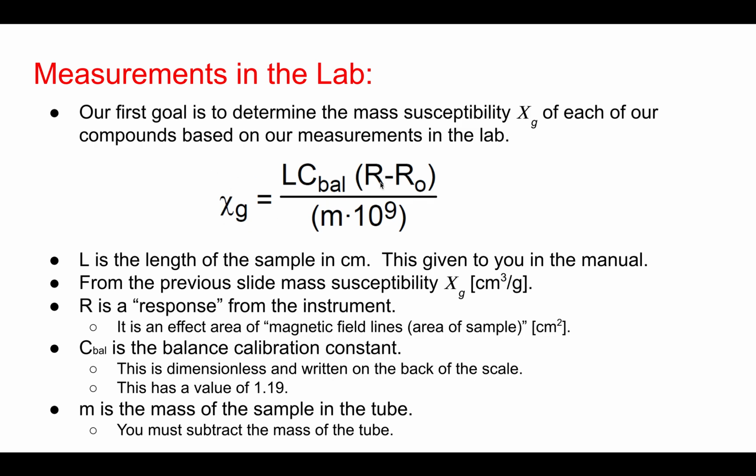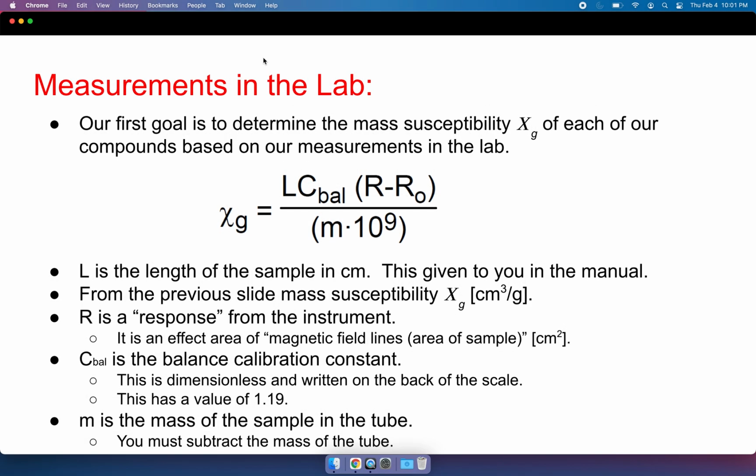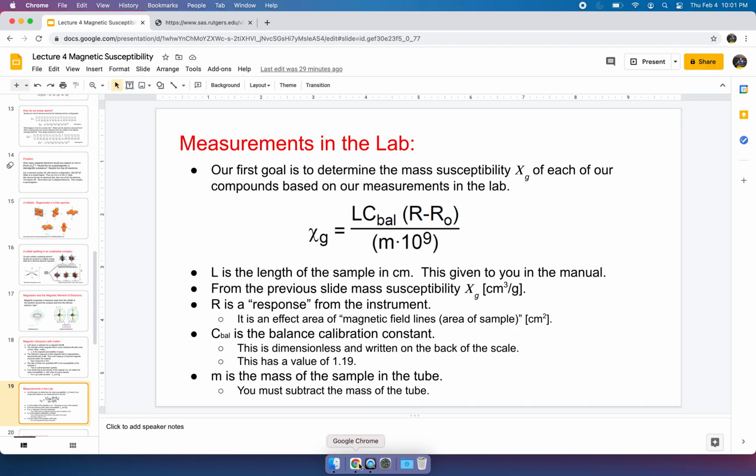So that means this R, the calibration constant, is dimensionless. So this R has to be centimeters squared. You can interpret this R in a few ways, but basically it's kind of an effective area of magnetic field lines. Okay, so now let's leave the lecture and go to the experiment real quick.